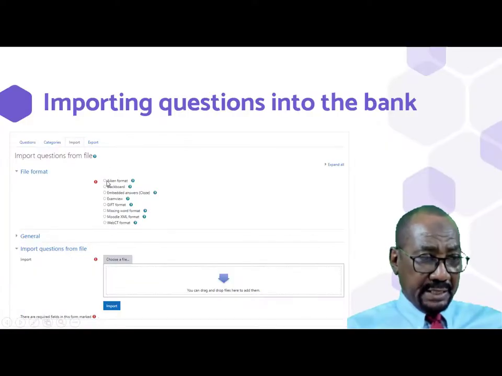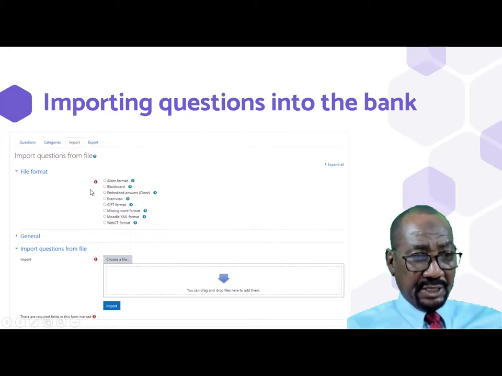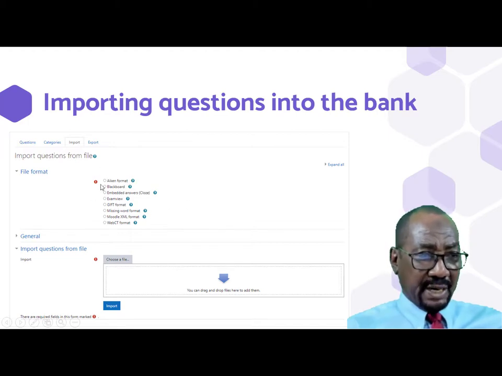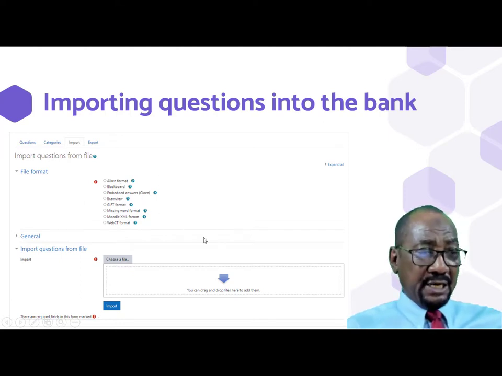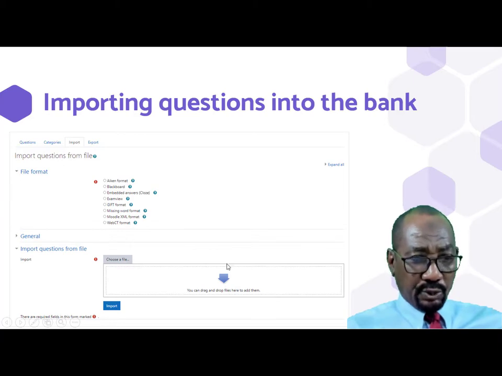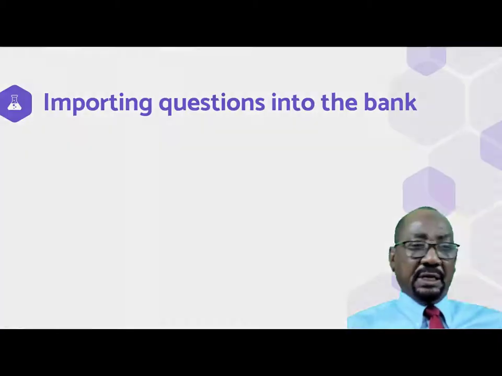So these are the 8 file formats found in Moodle: the Aiken format, the Blackboard, the embedded answers, the Cloze one, the ExamView format, and so on. 8 formats. So you can drag and drop your file straight here, and then you click on import.